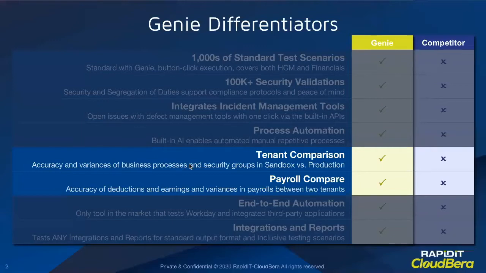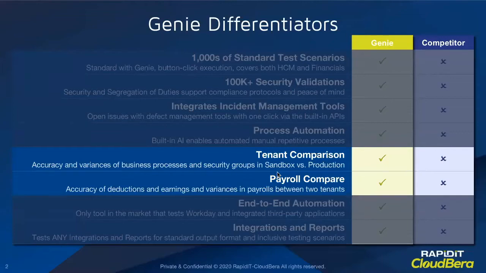Today, I'm going to discuss Genie's Tenant and Payroll Compare features. Genie's Tenant Compare will enable your organization to compare business processes and security groups between two different tenants, such as Sandbox and Production. The Payroll Compare, on the other hand, allows you to compare payrolls either between two tenants or between two different pay periods in the same tenant and ensure no unknown variances occur. These features thus provide you greater accuracy over manual testing.